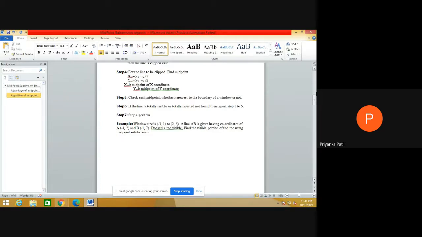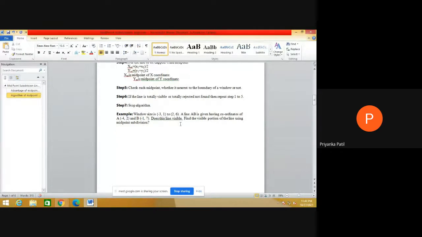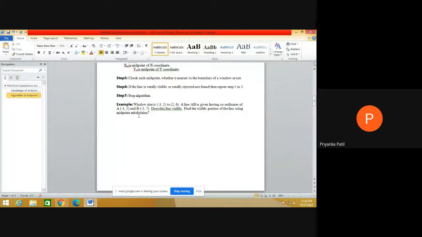The line is either totally visible or partially visible. If it is partially visible, then we need to clip that line, or divide it again, find the subdivision of that line and get the midpoint of the current line segment. So we follow the step multiple times, applying the subdivision algorithm repeatedly till we get the total visible portion of the line to be displayed inside the window.